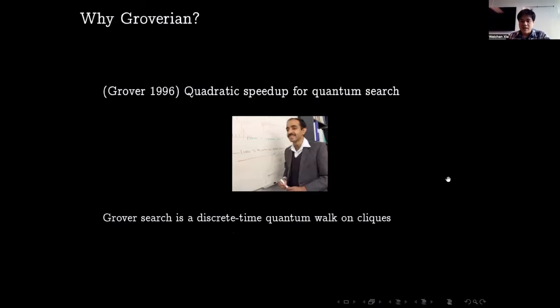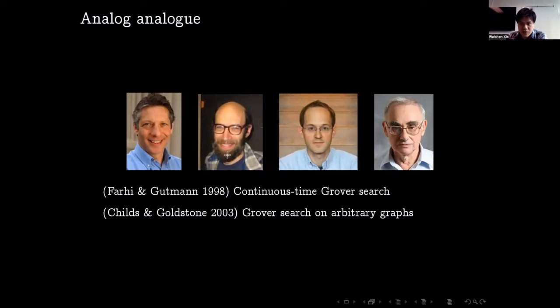That's why we call the graph covariant. It's because Grover is the first one that brings out the search algorithm in quantum computing, and it has a provable quantitative speed up over the classical search algorithms. And it turns out Grover search is a discrete time quantum walk on cliques. And later, Farhi and Gutmann generalized the Grover search into a continuous time setting. So they have an analogue: a continuous time quantum walk on a complete graph. And then later, Childs and Goldstone used the same scheme on different graphs like the hypercube and the periodic lattices.